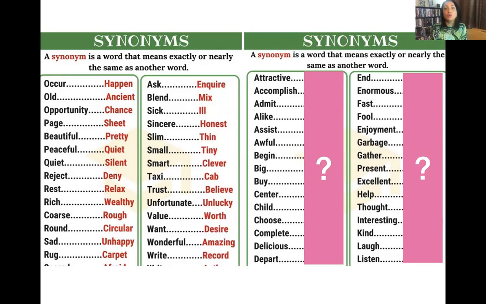Next one. To ask is to inquire. To mix is to blend. Sick is ill. Sincere, honest. Slim, thin. Small, tiny. Smart, clever. Taxi, cab. If you trust, you believe. Unfortunate is unlucky. Value is its worth, the value of money or the worth of this money.